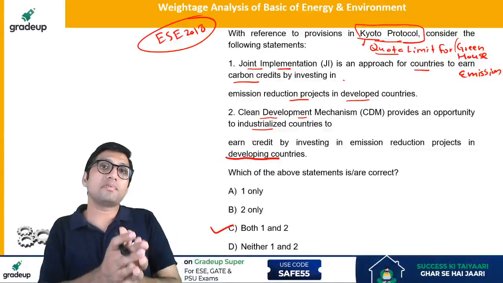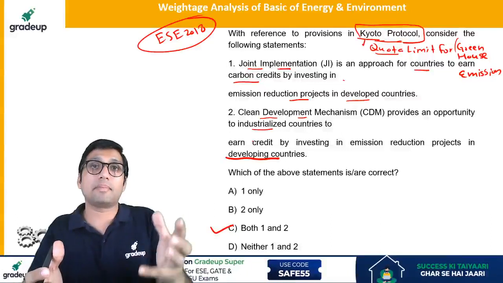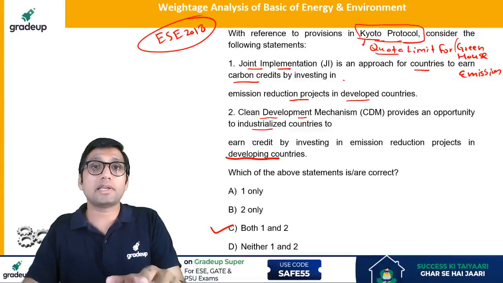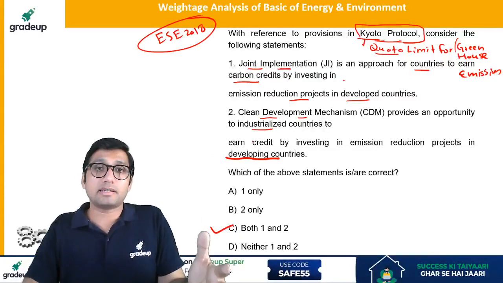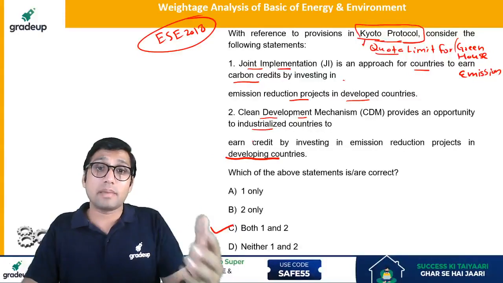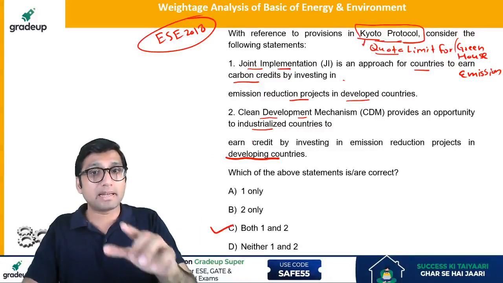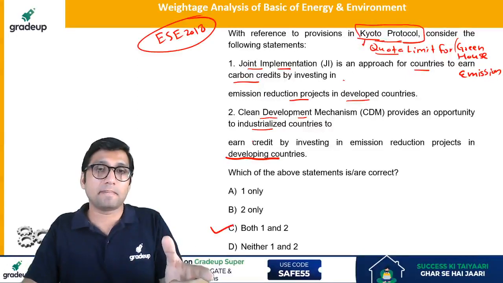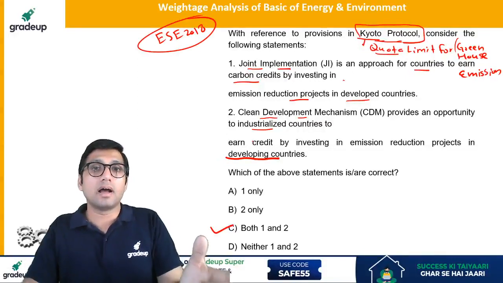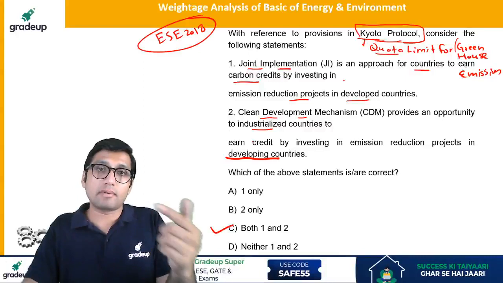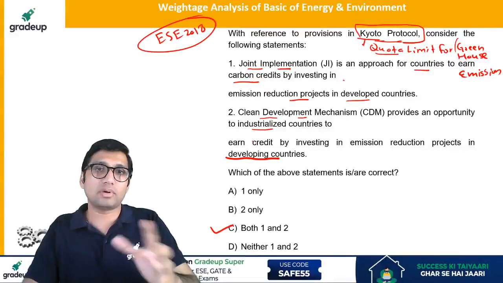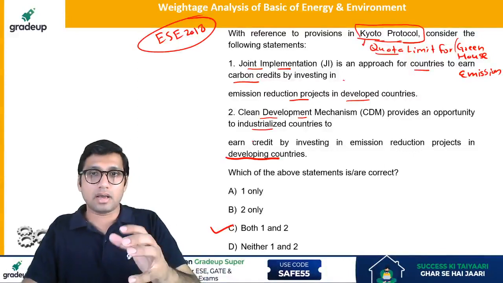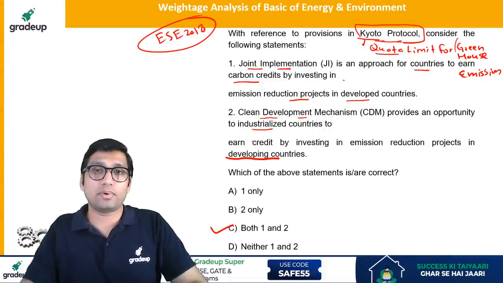So the only difference between joint implementation and clean development mechanism is that in joint implementation, a developed country can set up an industrial project which causes very little emission of greenhouse gases, but that is in a developed country. In clean development mechanism, a developed country can start a development project only in a developing country. So that is a major difference between these two types of approaches which have been followed under the Kyoto Protocol.